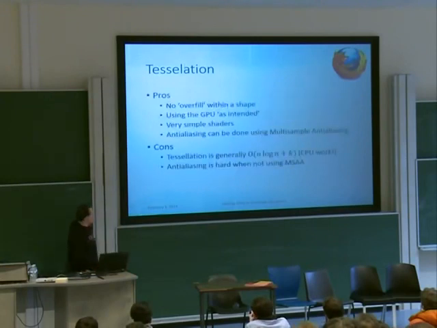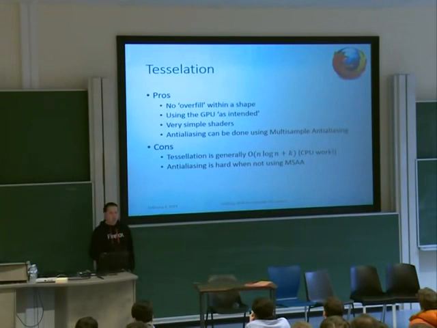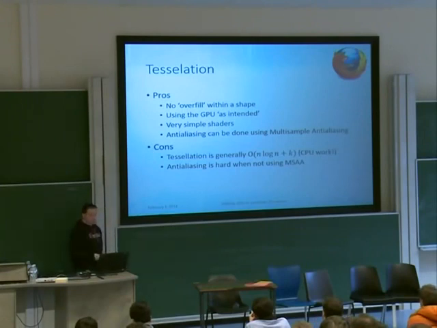Right, so it has a couple of pros. First of all, there's no overfill within a shape. What that basically means is your triangles are covering the pixels that you actually want to fill. You're not running your pixel shaders for any pixels that you're not actually going to fill in the end, right? You're using the GPU as intended. It was made to rasterize triangles. Once you have these triangles, you're doing what it wants you to do.